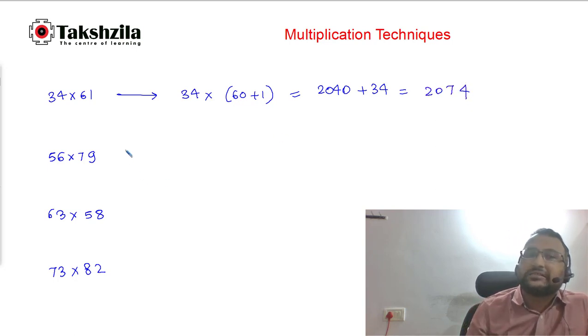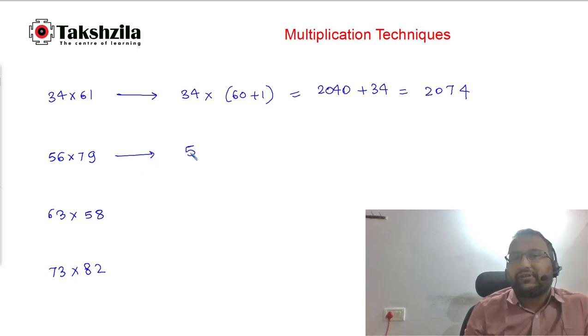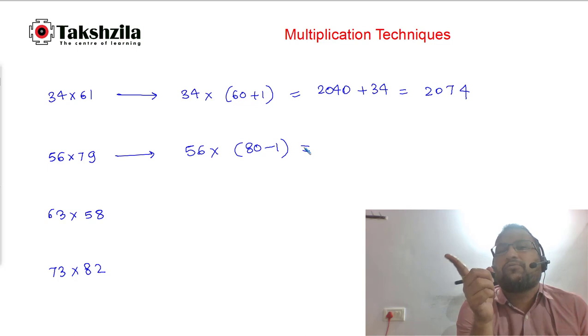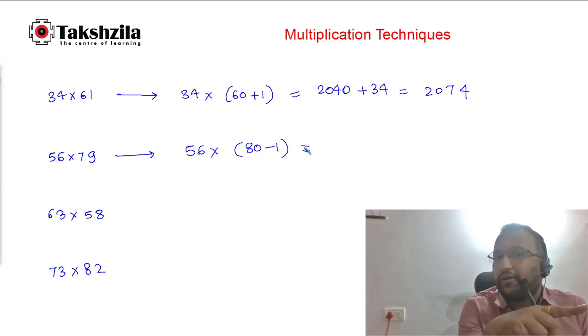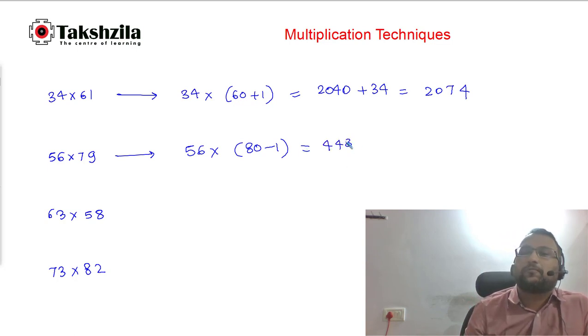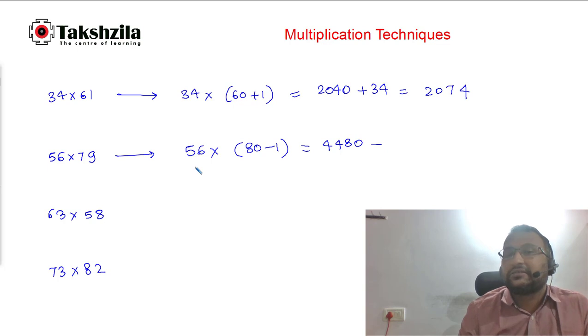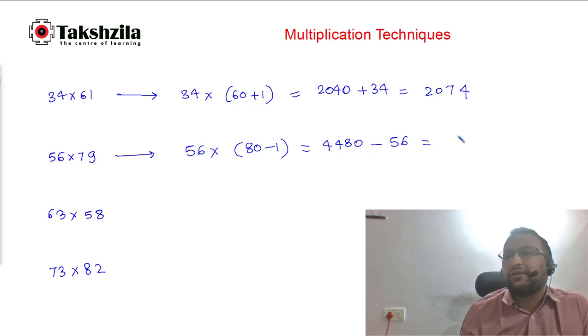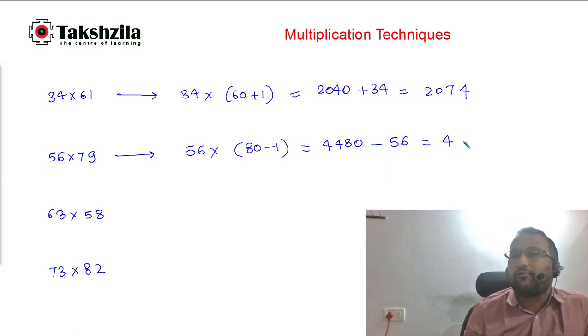Let's try 56 into 79. You can break this as 56 into 80 minus 1. Now 56 into 8 is how much? 8 into 5 is 40, that is 400. 8 into 6 is 48. Then 448, so 4480. That is 56 into 80 is 4480, and minus 56. So over here 80 minus 56 is 24. So our multiplication becomes 4424.